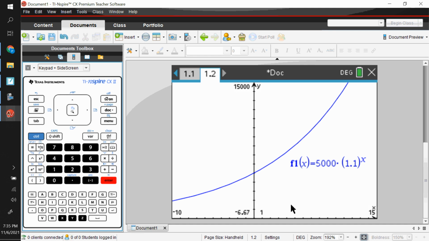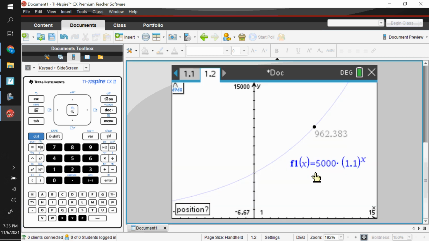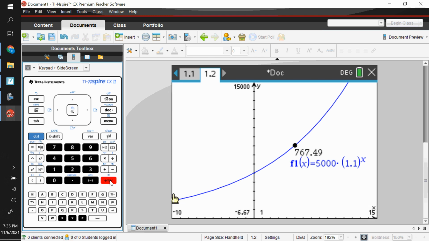When you're on a graph, the most common thing that you use is menu, analyze graph. So we'll go menu, analyze graph, and we can go to dy/dx. It asks us the position. Well, the first one we want is 5. So just type in 5, and it tells us what that derivative is. So we've got 767.49.